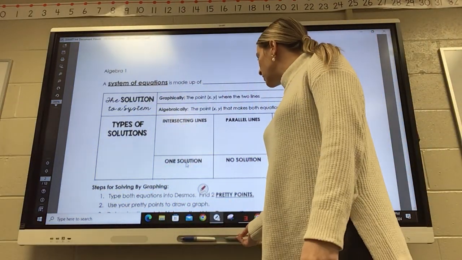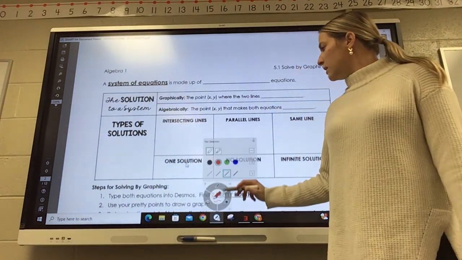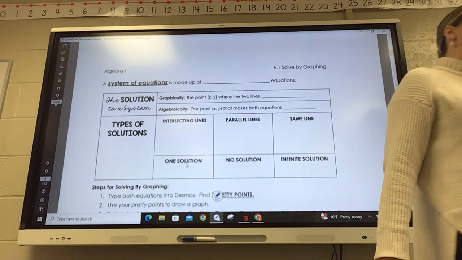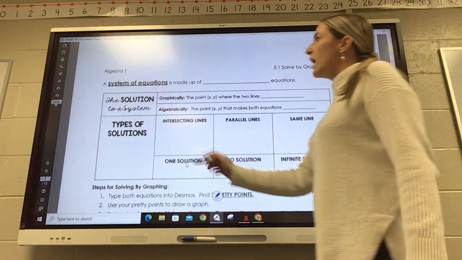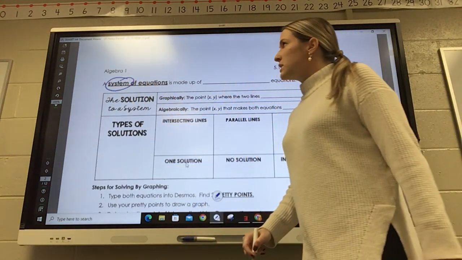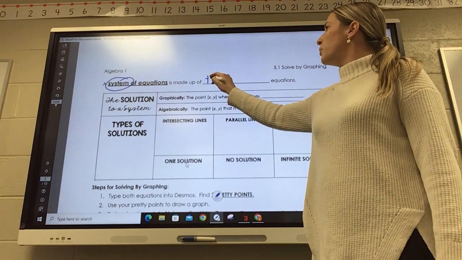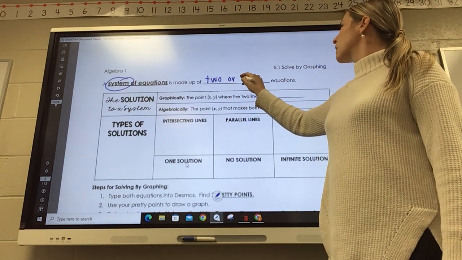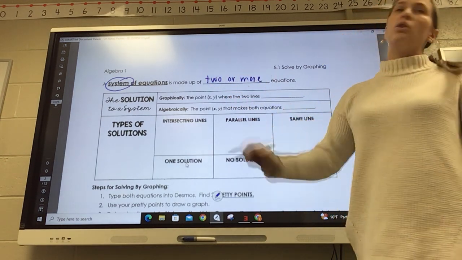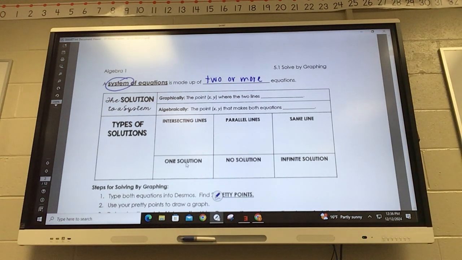Okay, so when you have two lines on the same graph like you just did on your Desmos activity, we call that a system. So a system of equations is made up of two or more equations on that same graph. Now graphically, that means if you're looking at it on Desmos, your solution is where?